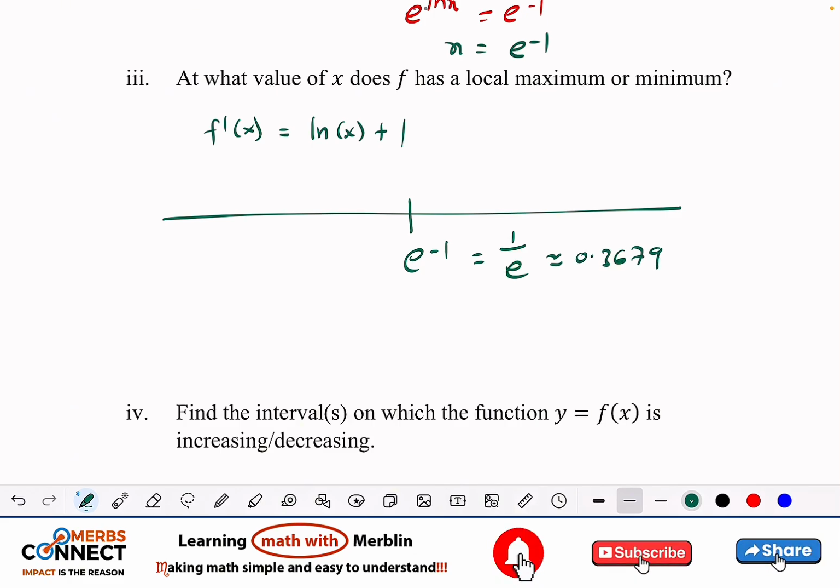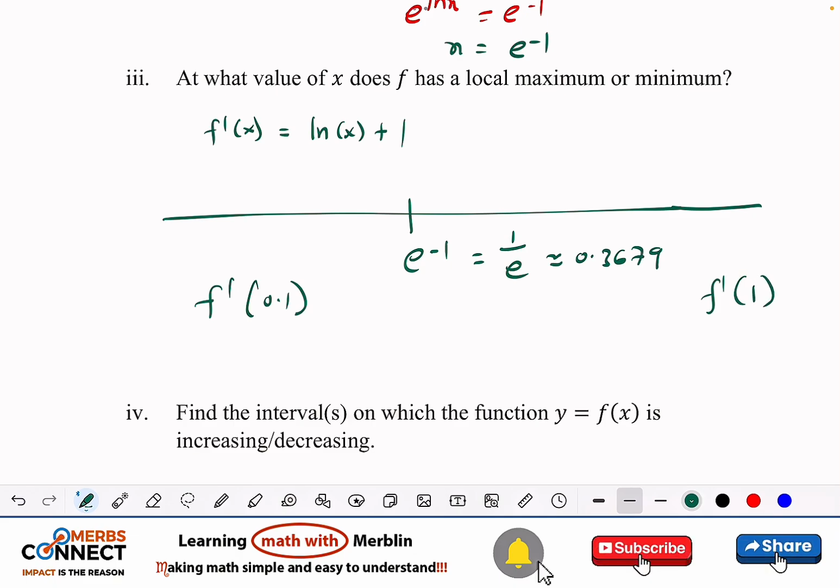So 1 over e is approximately 0.3679. So it means that for us to get any value here, we can pick something like 1, right? No, here we cannot pick 1. We can pick something like 0.5 on this side, no, 0.5 is bigger than this one, so we can pick something like 0.1, and we can pick 1 here, right? So basically we need to pick f prime of 0.1, and then we pick f prime of 1, right?